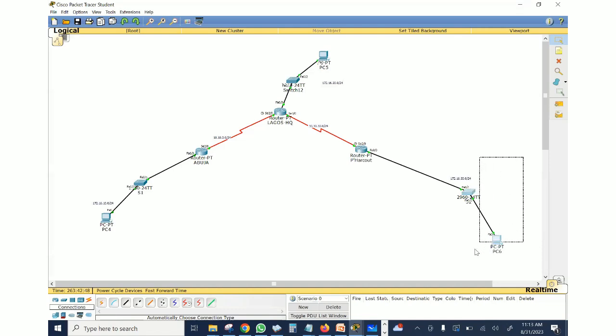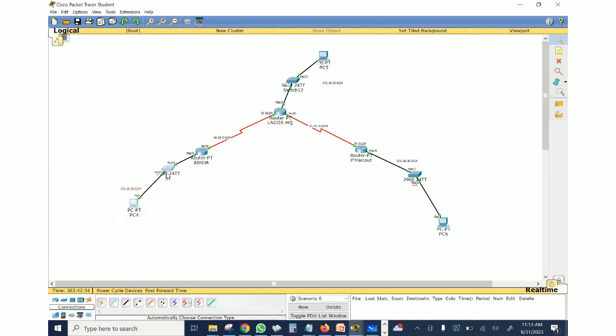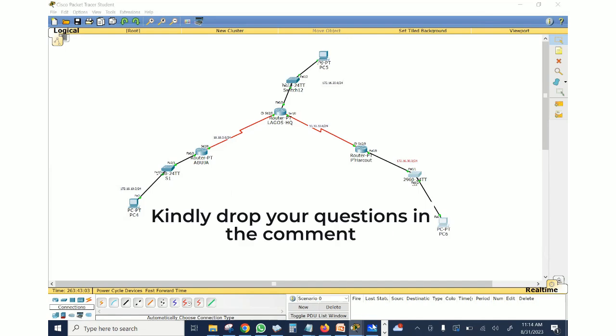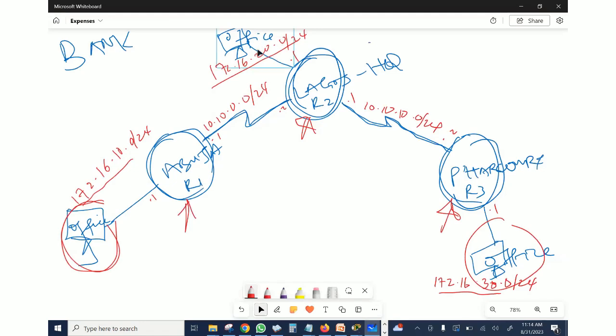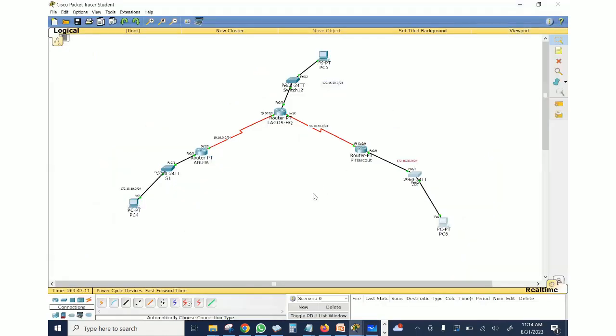1, 2, 3, 4, 5. This is 5 networks now. We have 5 networks. Let's go and check that on our diagram. This is 1, this is 2, this is 3, this is 4, and this is 5. Yes, good.